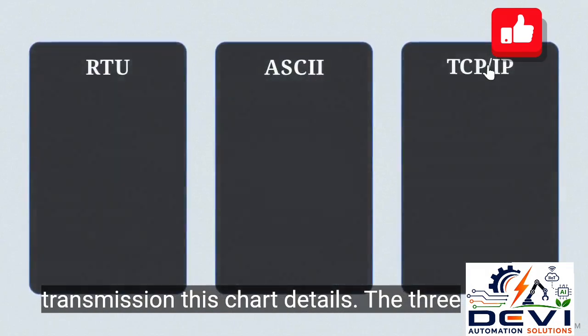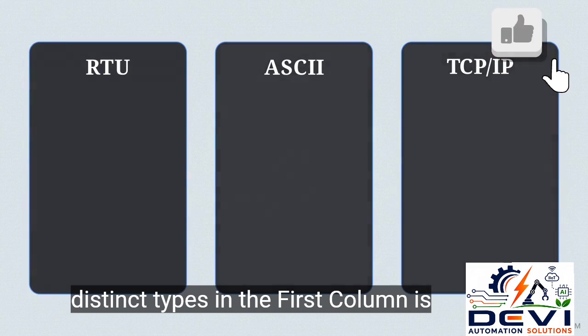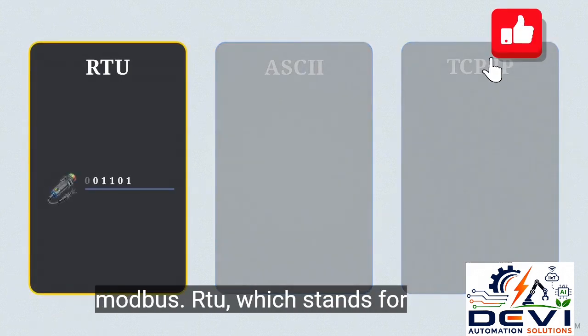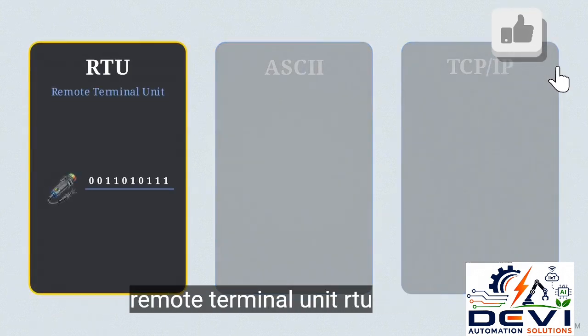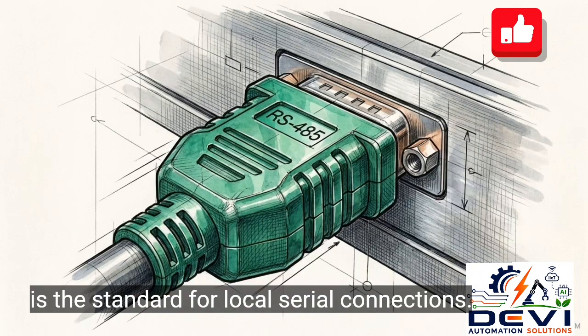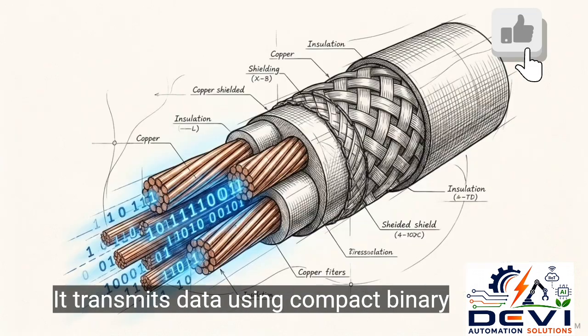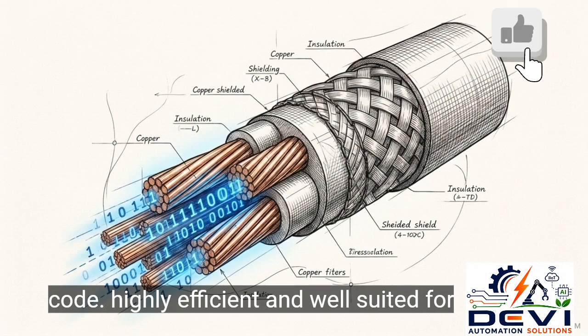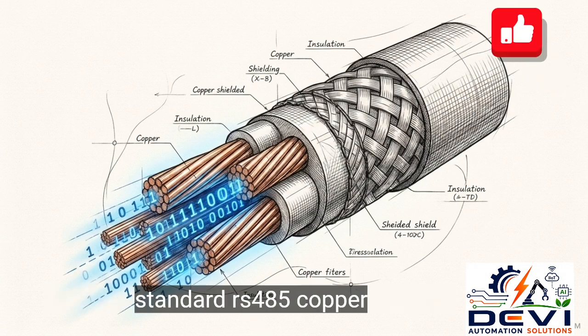This chart details the 3 distinct types. In the first column is Modbus RTU, which stands for Remote Terminal Unit. RTU is the standard for local serial connections. It transmits data using compact binary code, highly efficient and well-suited for standard RS-485 copper wiring.